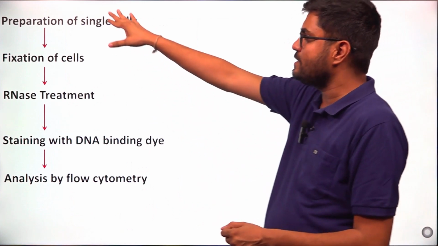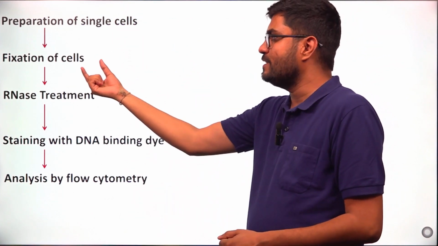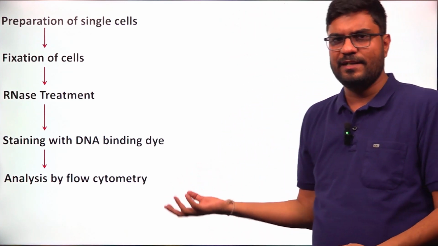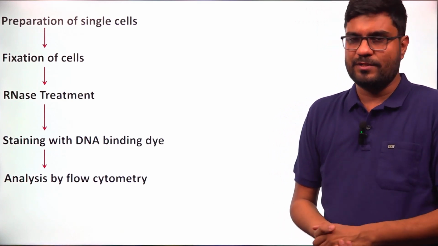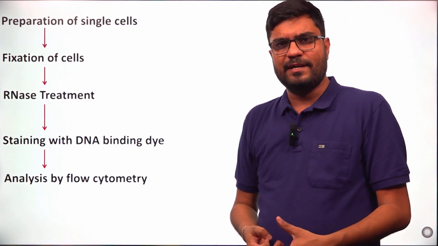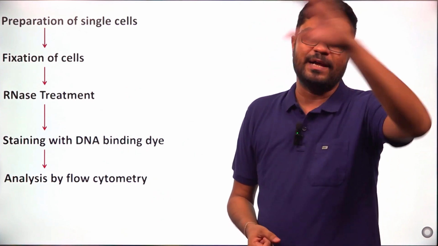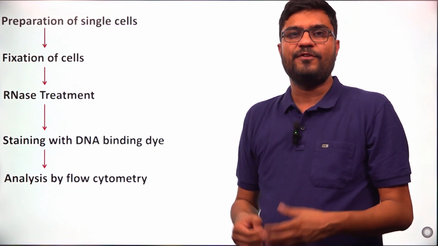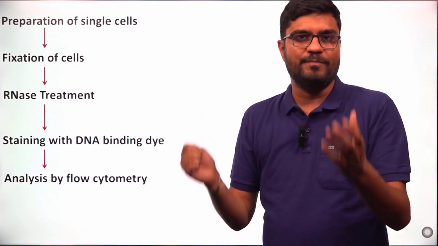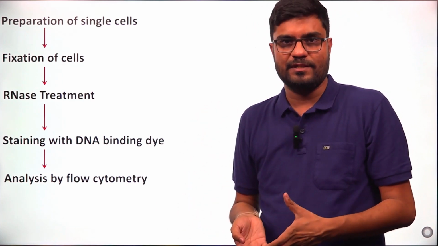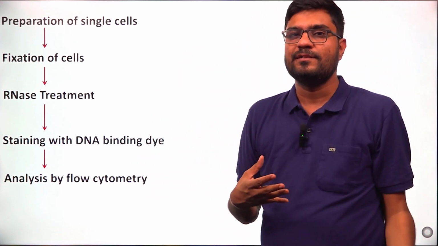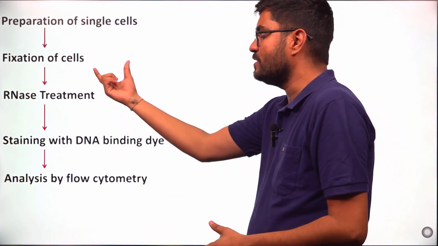So we prepare the single cells and we fix the cells. Fixing the cells is done by using 70% ethanol, in some cases aldehyde and all. So people will ask this question, why do we have to fix the cells? The answer is very simple. Generally these DNA binding dyes like propidium iodide are pumped out by live cells. So if we want our dye to go inside the cell and stain the DNA, then cells should be fixed. Otherwise, we will not get any fluorescent signal. The dye will come out in the media, in the liquid again. It will be thrown out by the live cells. So it is important to fix the cells.